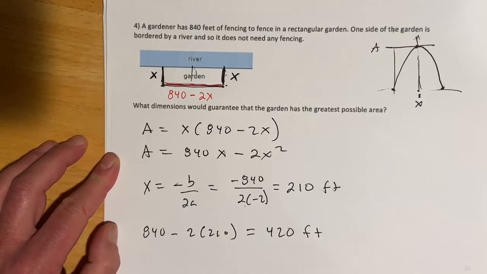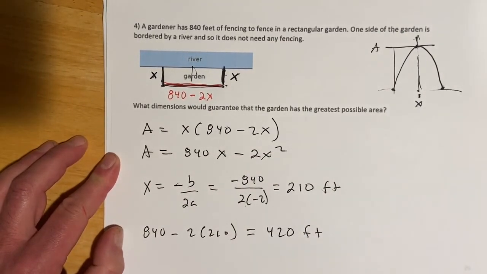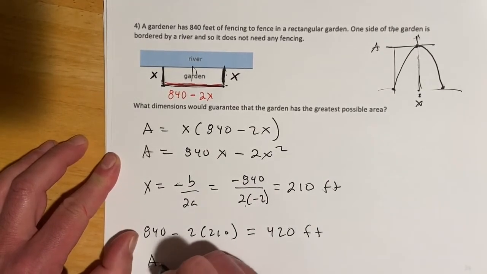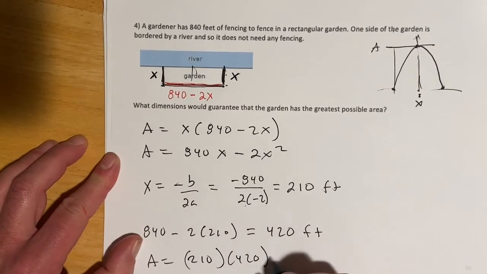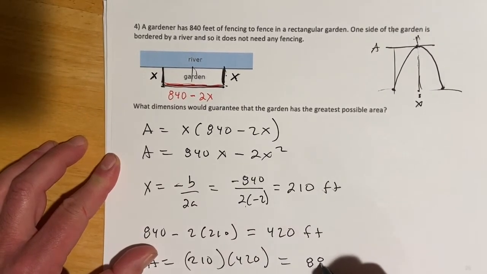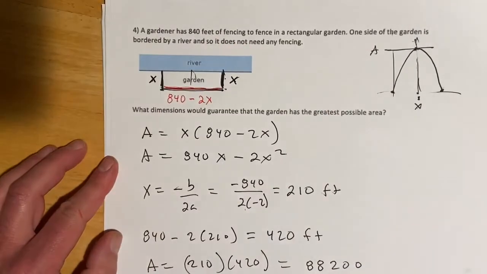And then I think somewhere it also asks you what would be the maximum area. And so in that case, you would just say area equals 210 times 420, and I got 88,220 square feet for the area.